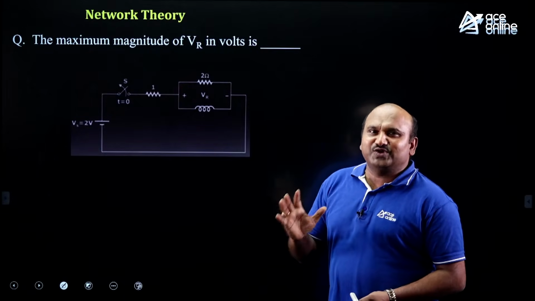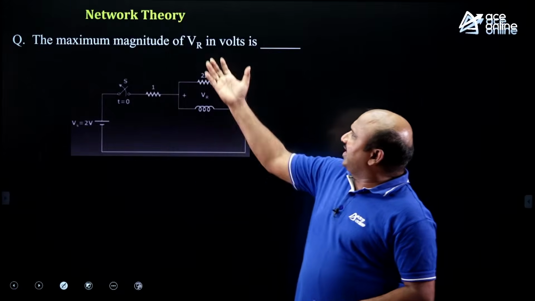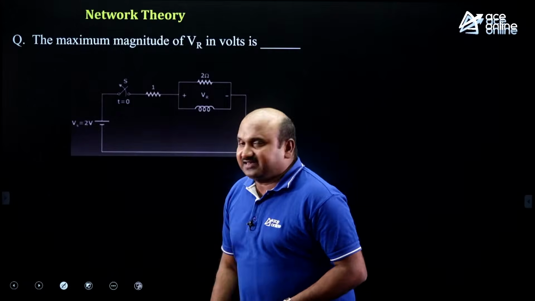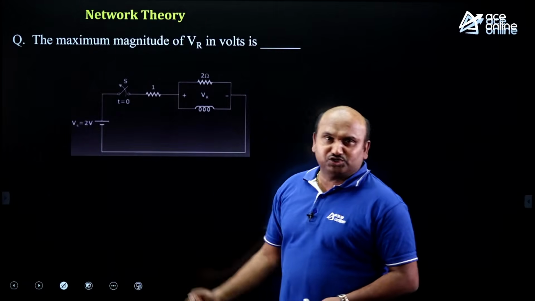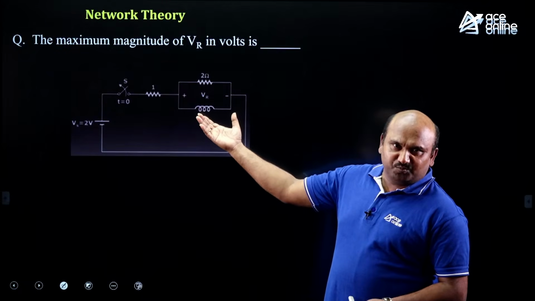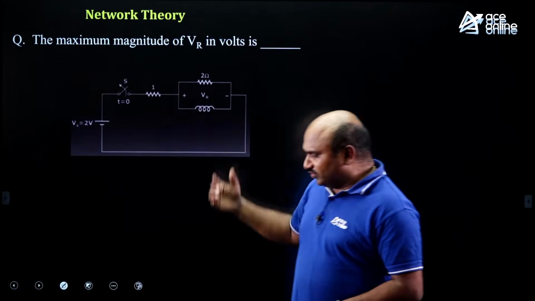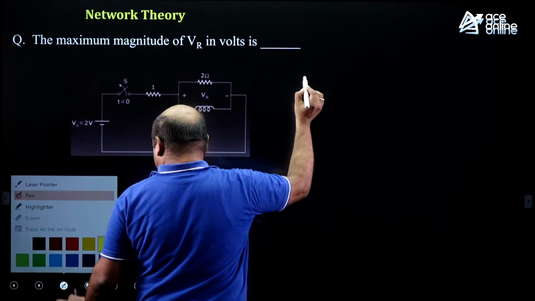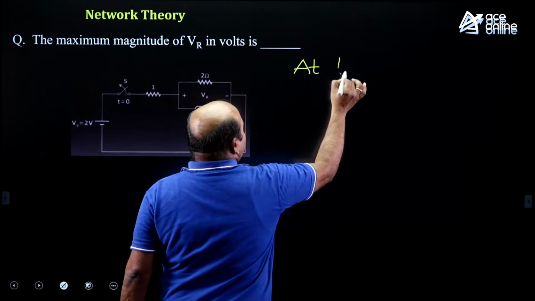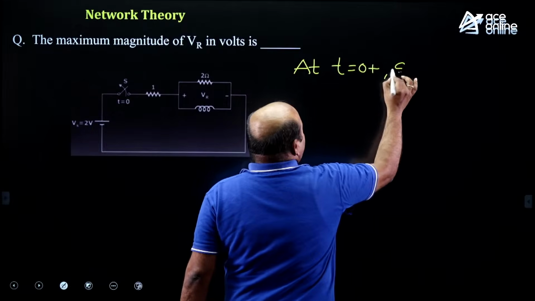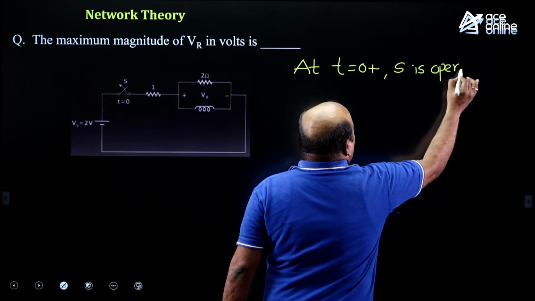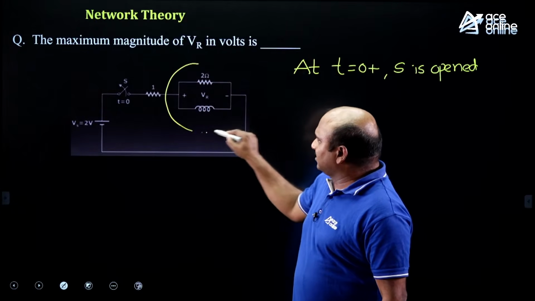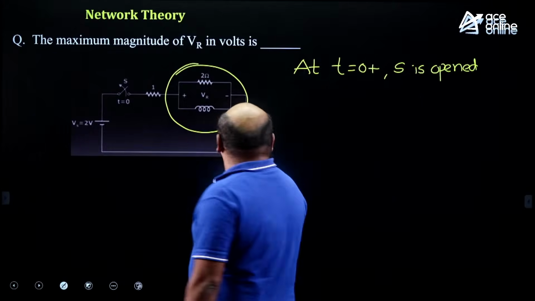The initial current is 2 amperes. To get the maximum value of VR at t equal to 0 plus, take the condition at t equal to 0 plus. At t equal to 0 plus, the inductor acts as an open circuit with a parallel current source, so replace it that way. At t equal to 0 plus, the switch is open. Whenever the switch is opened, it is not affecting the source. That means you should consider only this part, which is the RL source free circuit.